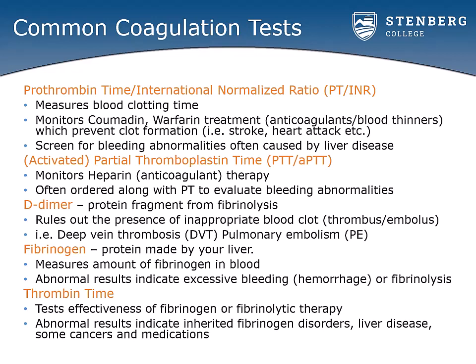Fibrinogen is a protein that is a coagulation factor made by the liver. This test measures fibrinogen levels in the blood for the purpose of diagnosing hemorrhagic disorders or fibrinolysis. Thrombin time measures fibrinogen function, or whether fibrinolytic therapy is working. Abnormal results may be due to inherited fibrinogen disorders, liver disease, or may be caused by certain cancers or medications that affect clotting.